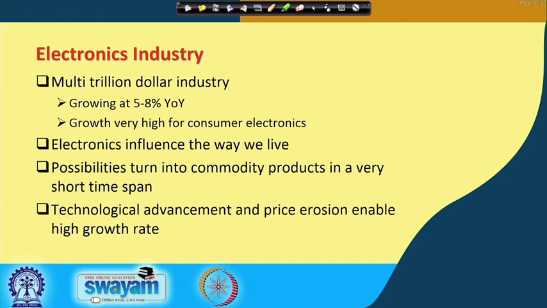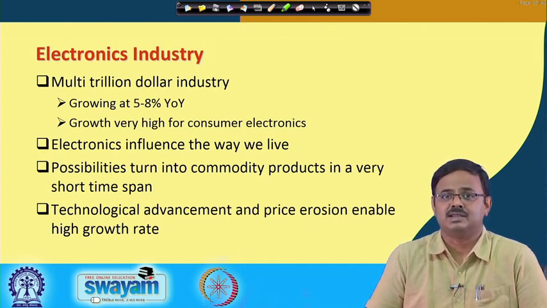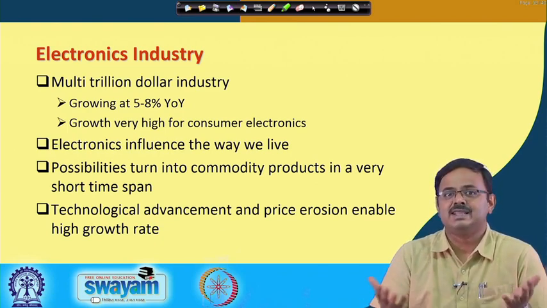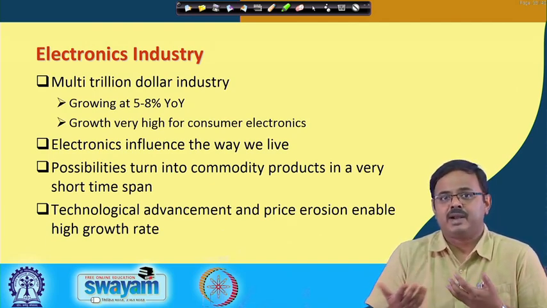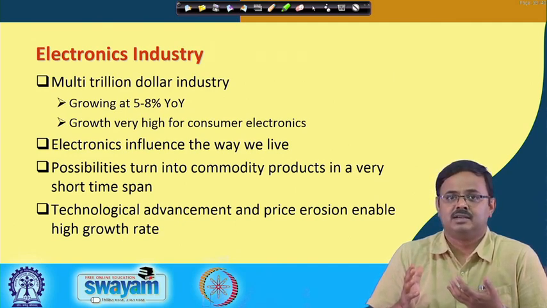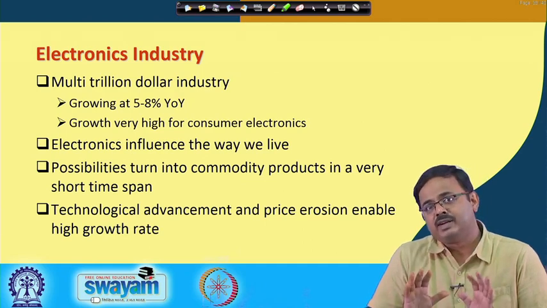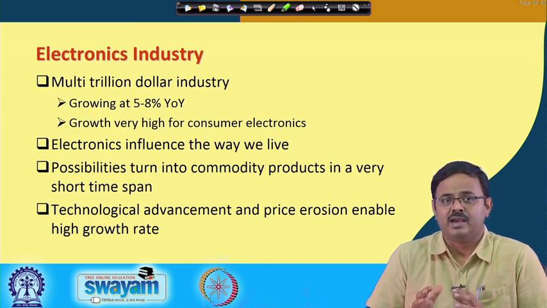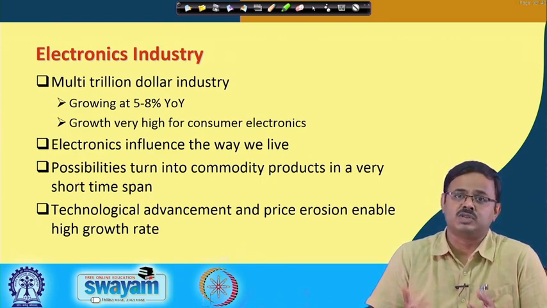As we were talking about a few products, this is possible because if you come up with an idea, the possibility of turning it into a commodity product in a very short time span is large. The life cycle from the concept to a final product, the design cycle, is very, very short. And finally, the technological advancement and price erosion has enabled a very high growth rate. So this is the electronics industry, and the key message I'm trying to deliver through this slide is the importance of electronic products and commodities in our lives today, and therefore why the subject area of this course is so important.